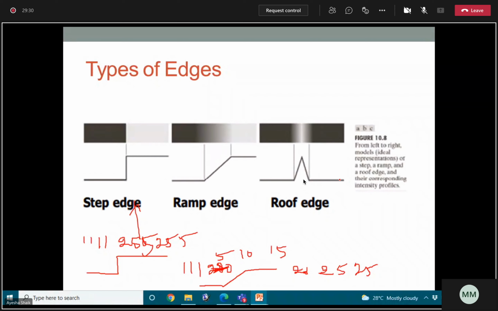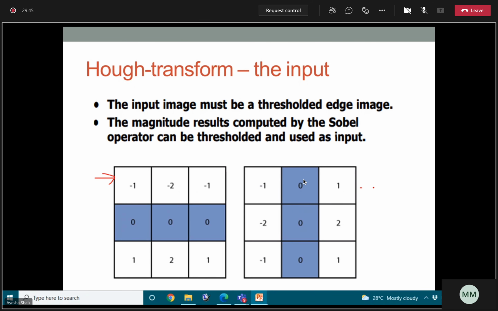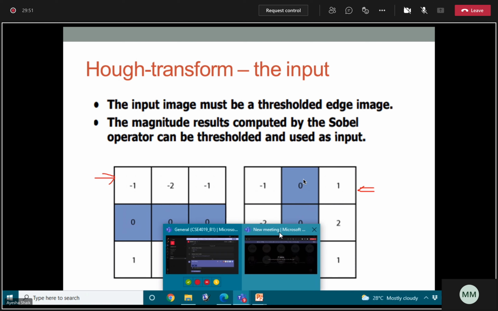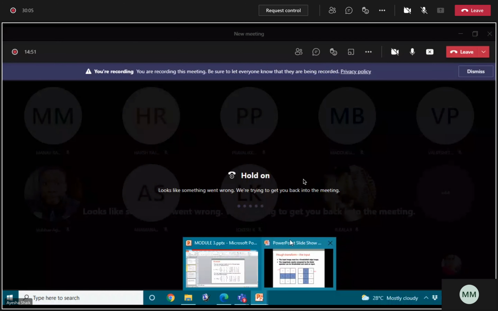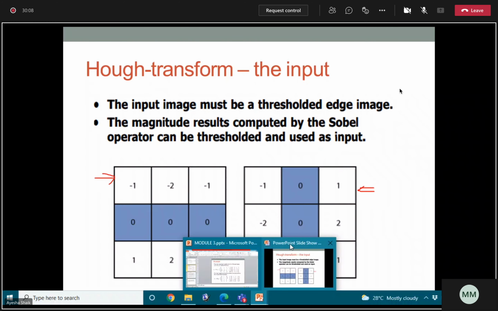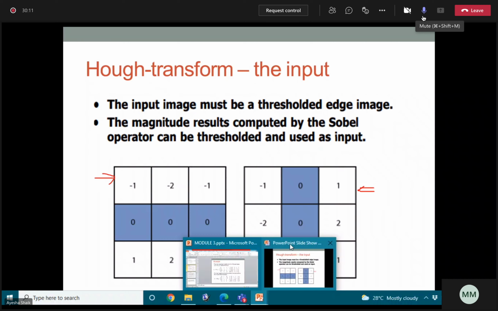The edges. So if you see the edge, this is one of the edge operators. Is it audible? Yes, ma'am.